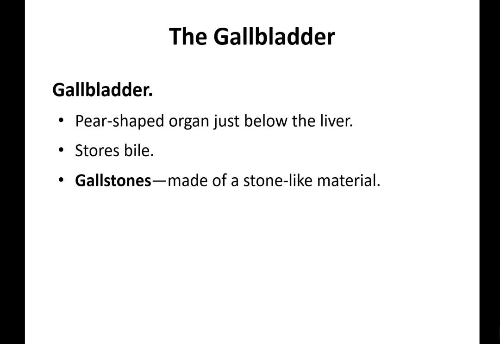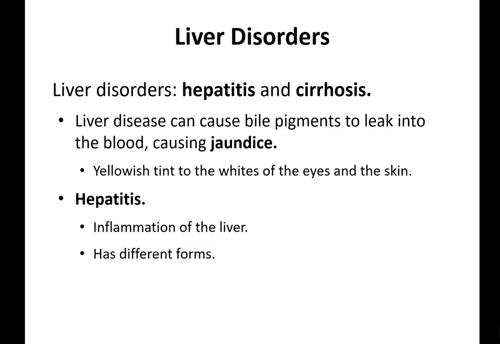The gallbladder is a pear-shaped organ just below the liver, and its job is to store bile. Gallstones are made of stone-like material that can block and cause pain. Hepatitis and cirrhosis are two serious diseases that affect the entire liver and hinder its ability to repair itself. Jaundice is a yellowish tint in the eyes that occurs when bile pigments leak into the blood due to liver ailment. The liver is capable of regeneration except during liver failure.